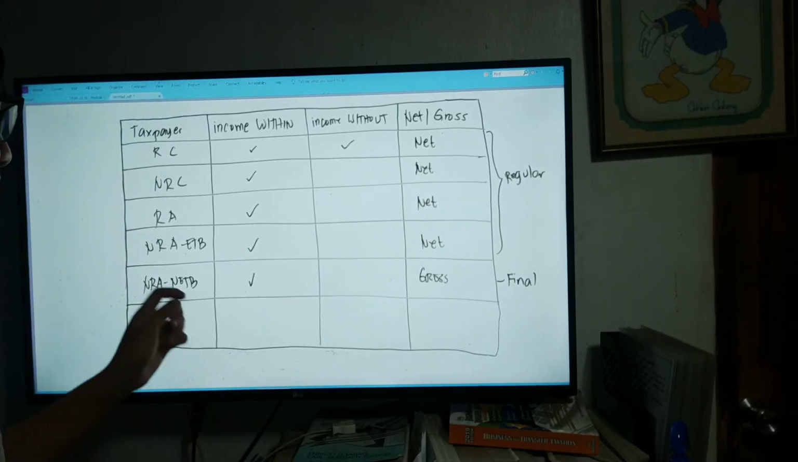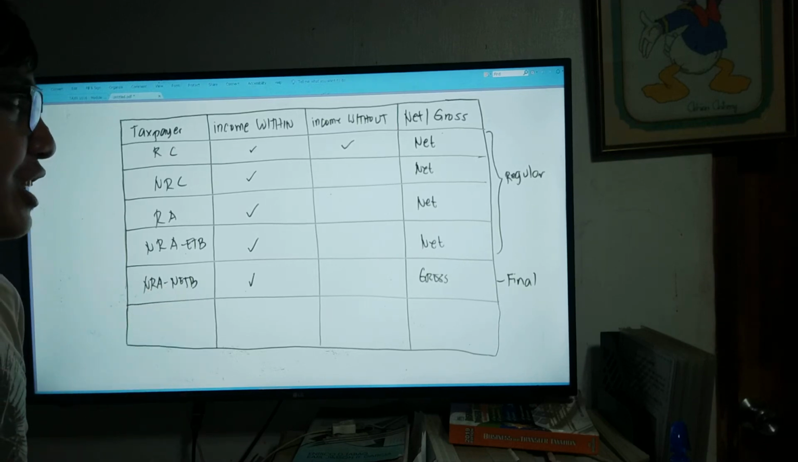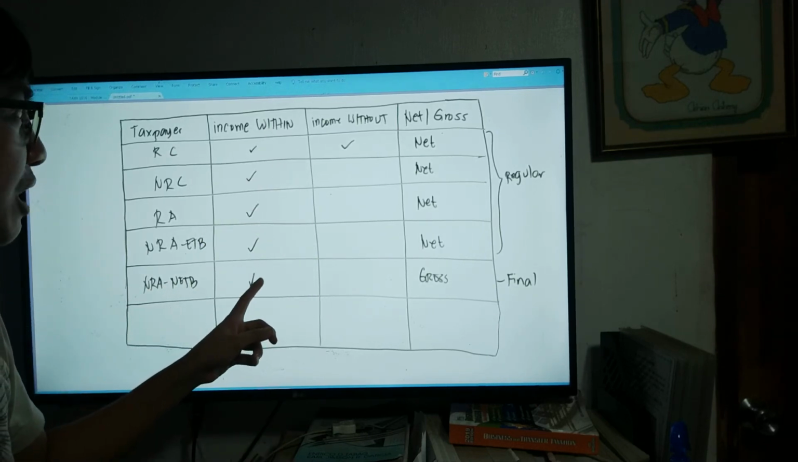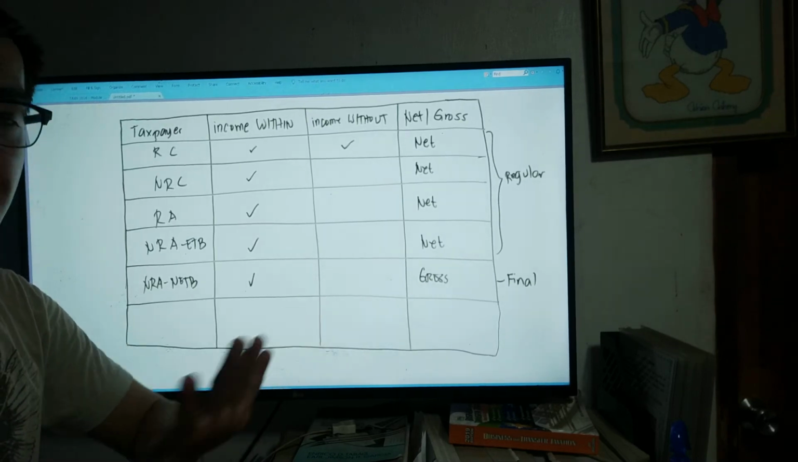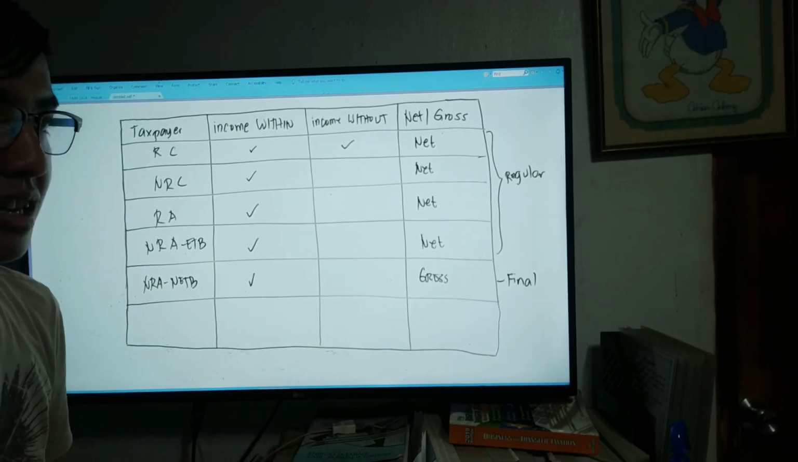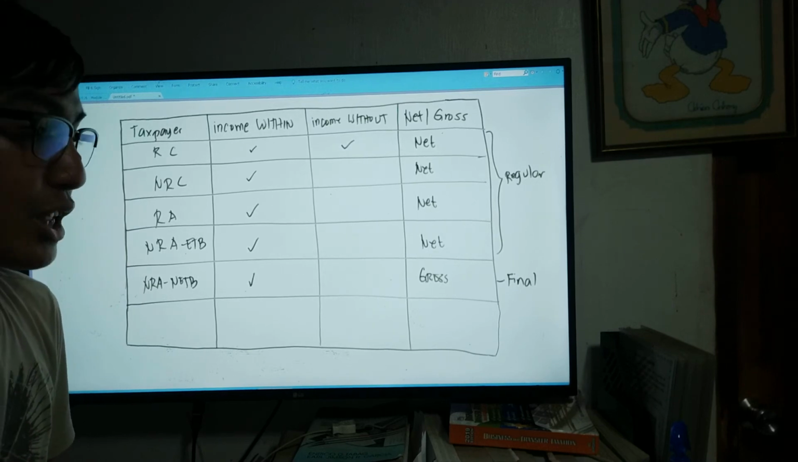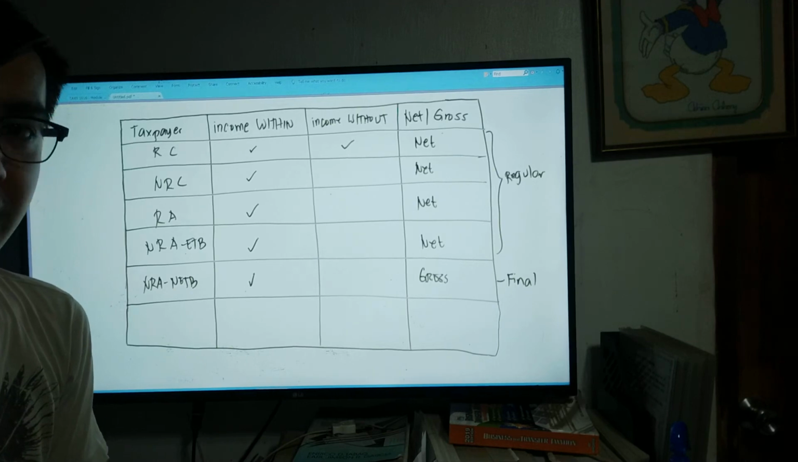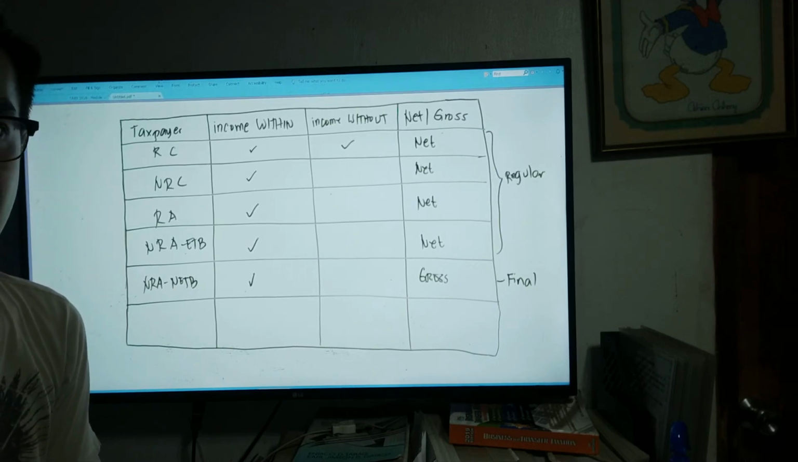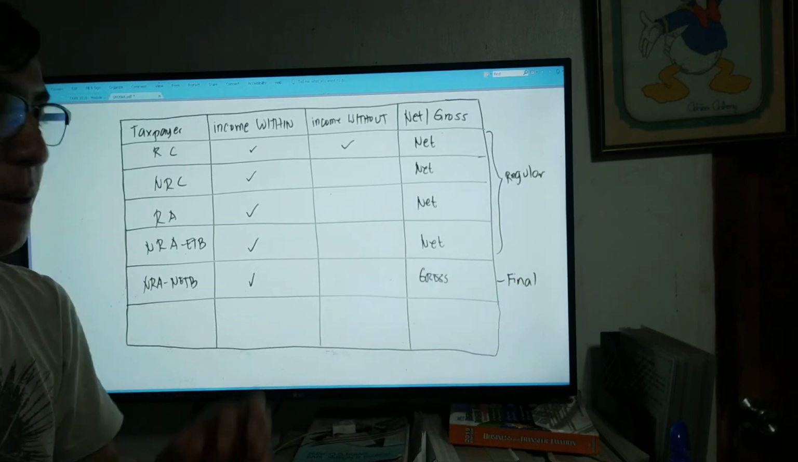And lastly, NRA, not engaged in trade or business. Pareho lang na income within. However, okay, ang gagamitin natin is yung gross income. Without any deductions, without any items that will be deducted. And of course, ang gagamitin dyan is yung final rate na 25%. Okay? Final and fixed rate na 25%.